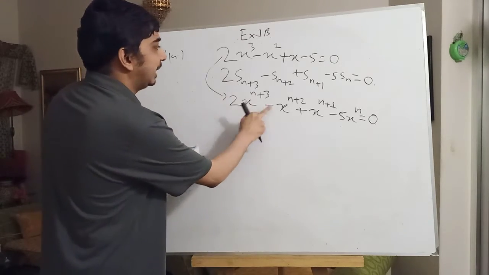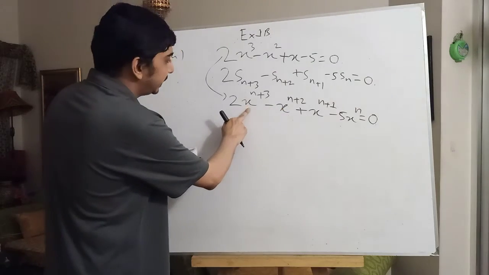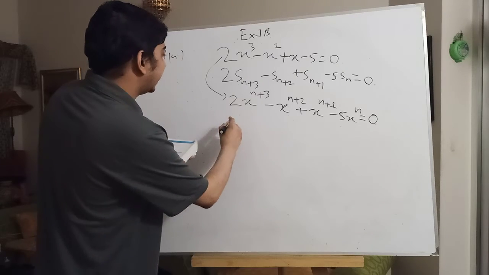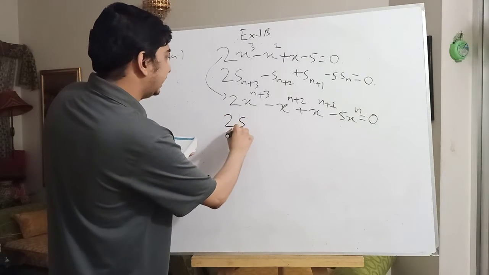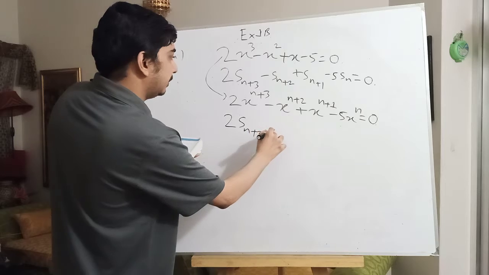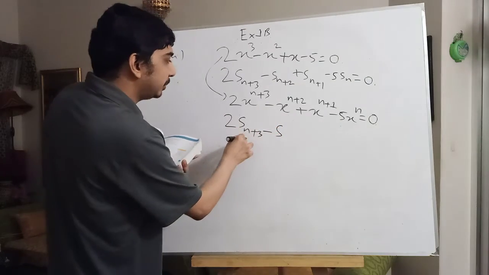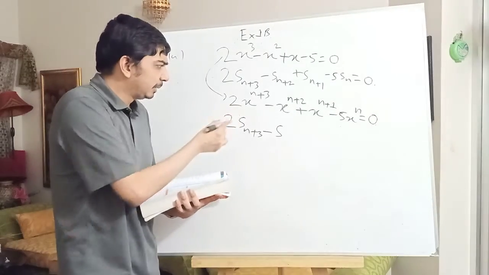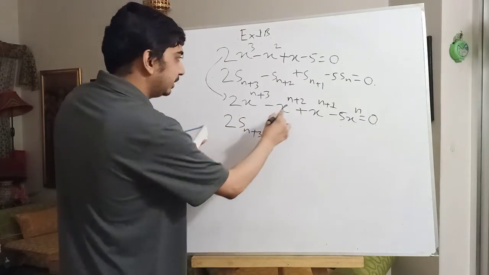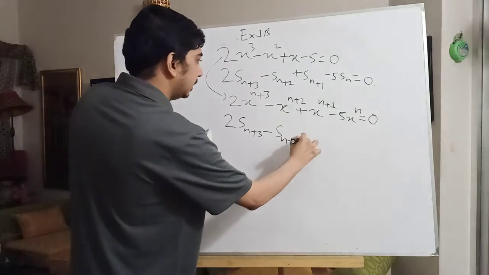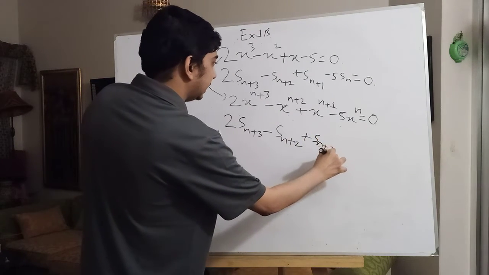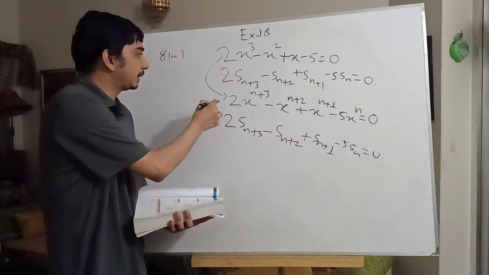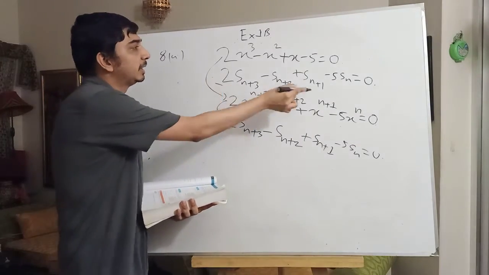So I can insert alpha here, I can insert beta, I can also insert gamma. After that, if I add all of them, I get 2S_{n+3}, where S_{n+3} means alpha to the power n plus 3 plus beta to the power n plus 3 plus gamma to the power n plus 3. Similarly minus S_{n+2} plus S_{n+1} minus 5S_n, which is equal to 0. From this step, we automatically get this expression.